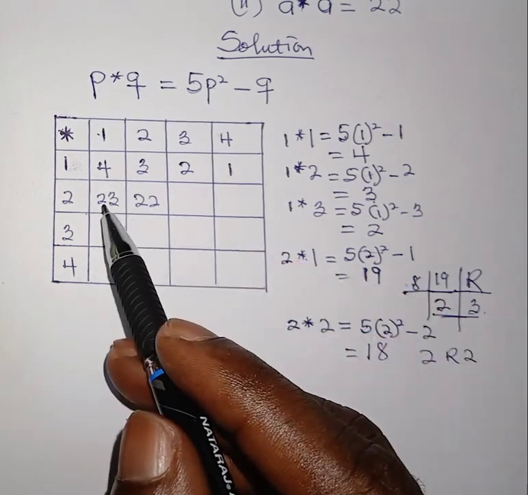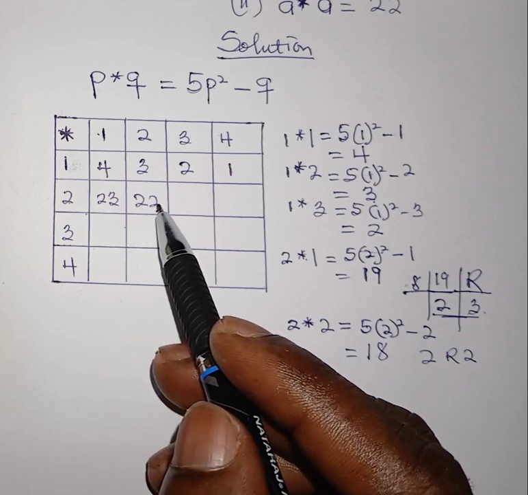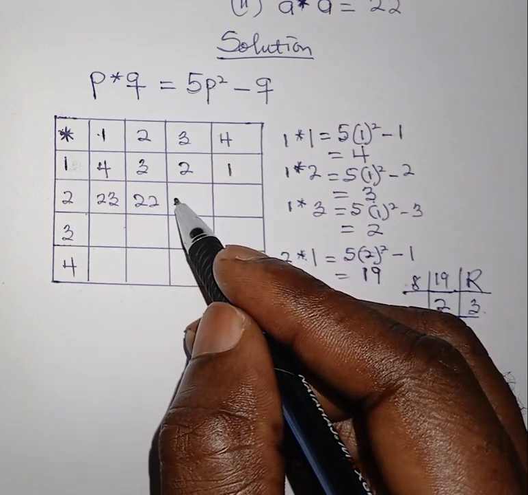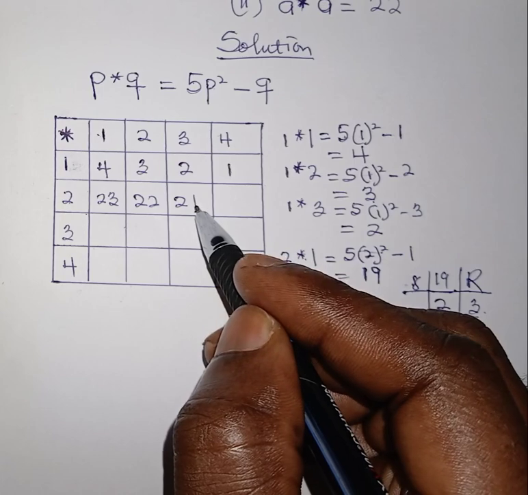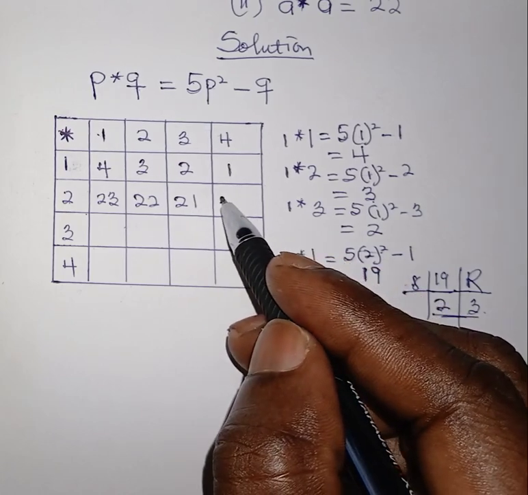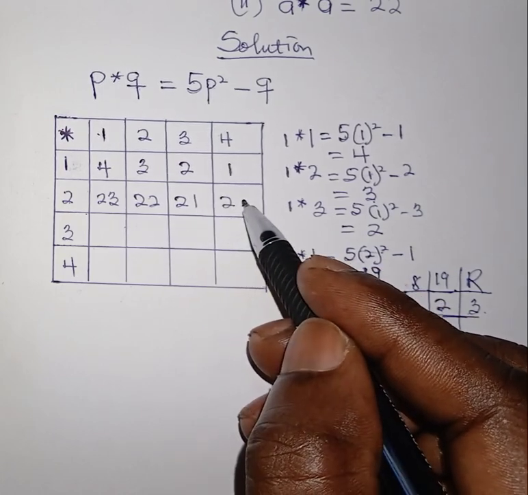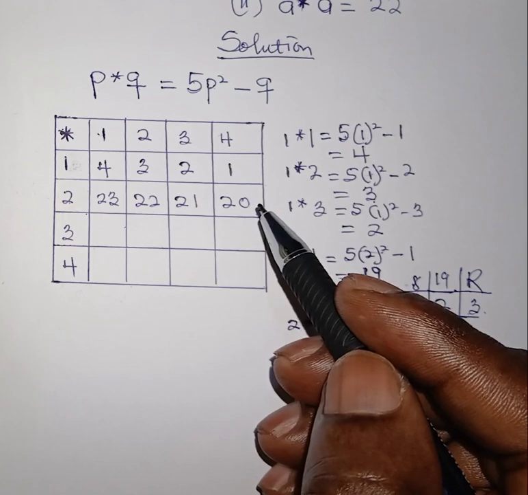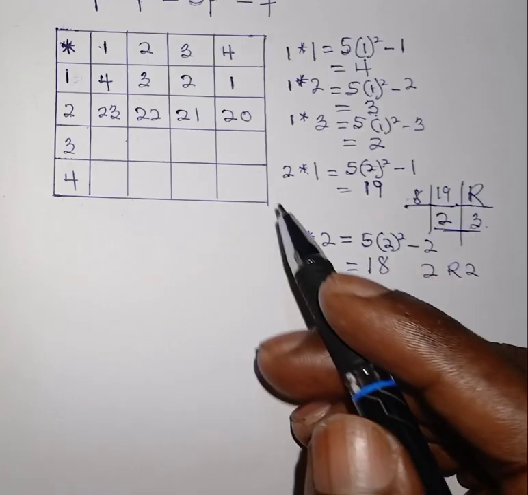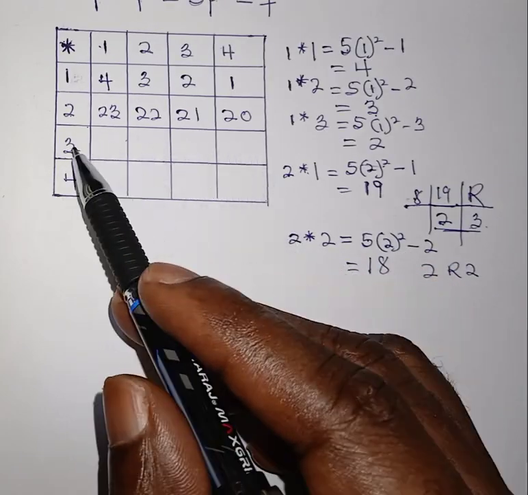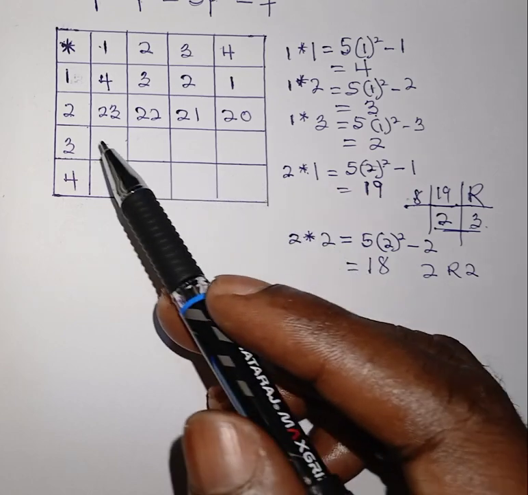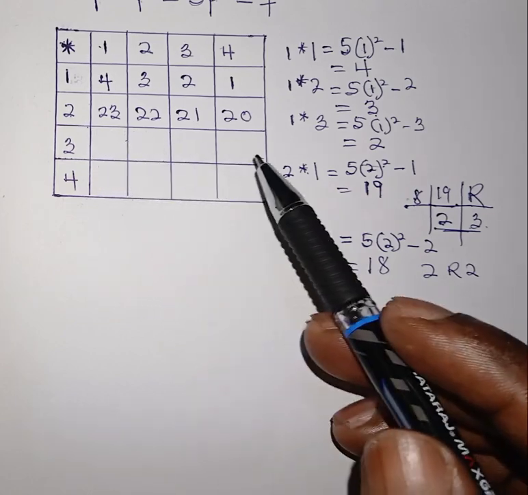So if you realize that this is 23 and this is 22, then definitely here should be what? 21, and here should be what? 20. So we move on to 3. You realize that when you are doing it, it follows a pattern like that.